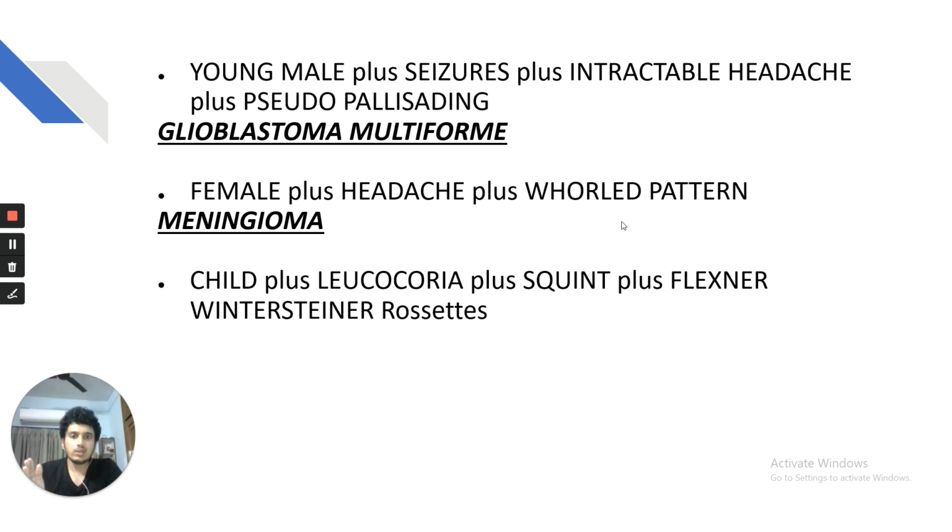Child plus leukocoria plus squint plus Flexner-Wintersteiner rosettes. Classical picture of retinoblastoma. The first symptom of retinoblastoma is leukocoria or white eye, and the second symptom is squint or strabismus.